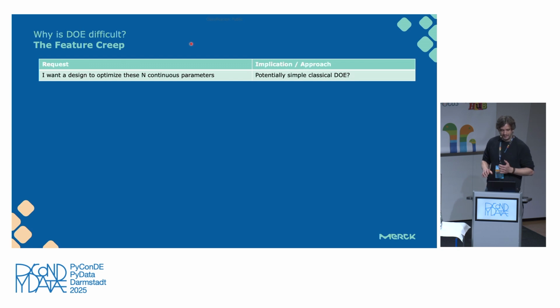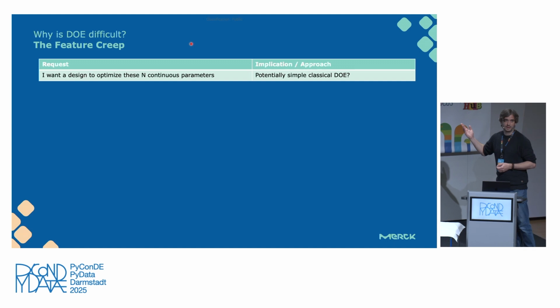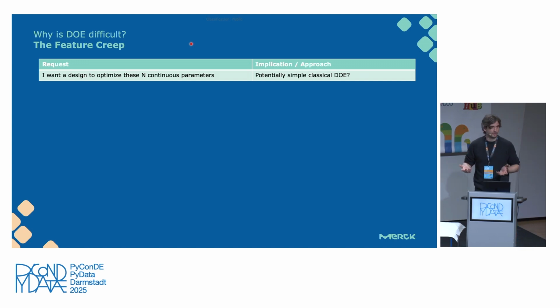There's a phenomenon which I usually call feature creep. This is what typically happens when you talk to people facing these design of experiments problems. Let's start simple and assume there's a person who wants to optimize a number of continuous parameters, as Martin gave several examples. You could easily solve this with classical DOE methods. That's where they actually shine, and there's a lot of commercial software out there.